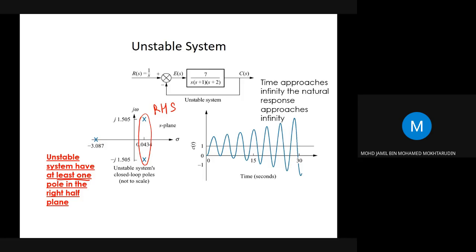If you find the time response and plot the time response against time, you will see that it will oscillate and then increase even though the time increases to infinity. It doesn't show any sign of decreasing. So this kind of system is unstable.